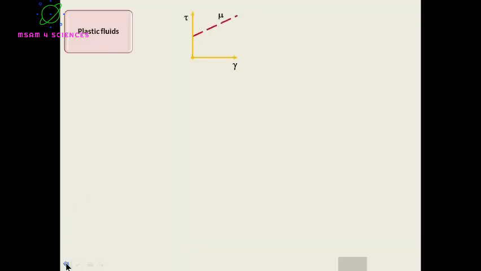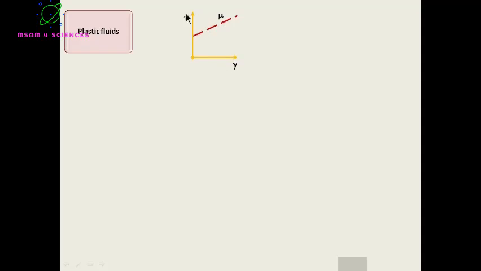Four types of non-Newtonian fluids. Here is the consistency curve of plastic fluids. We can see the same here. Viscosity is constant, it is a straight line, there is no changing, it has a single value regardless of rate.